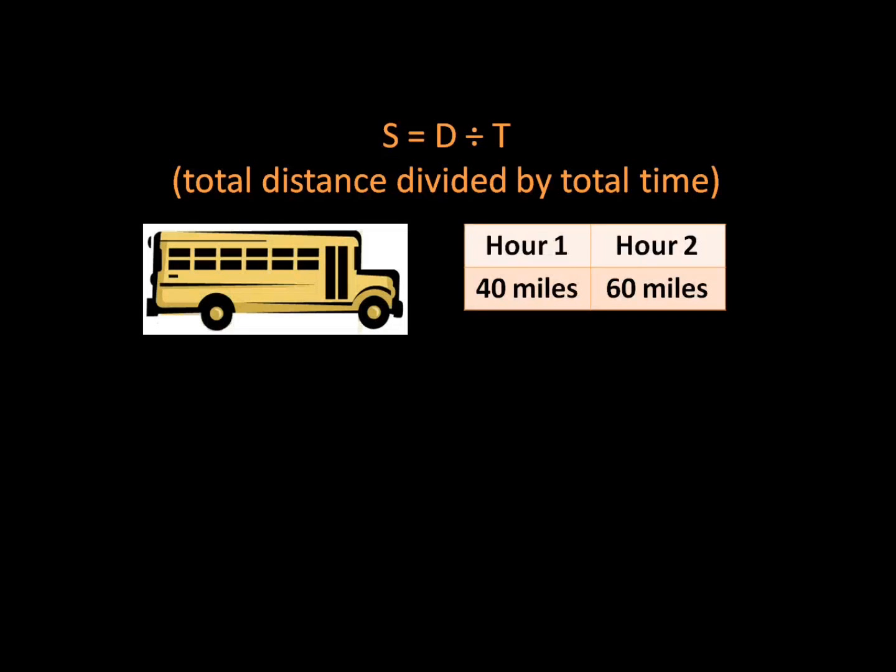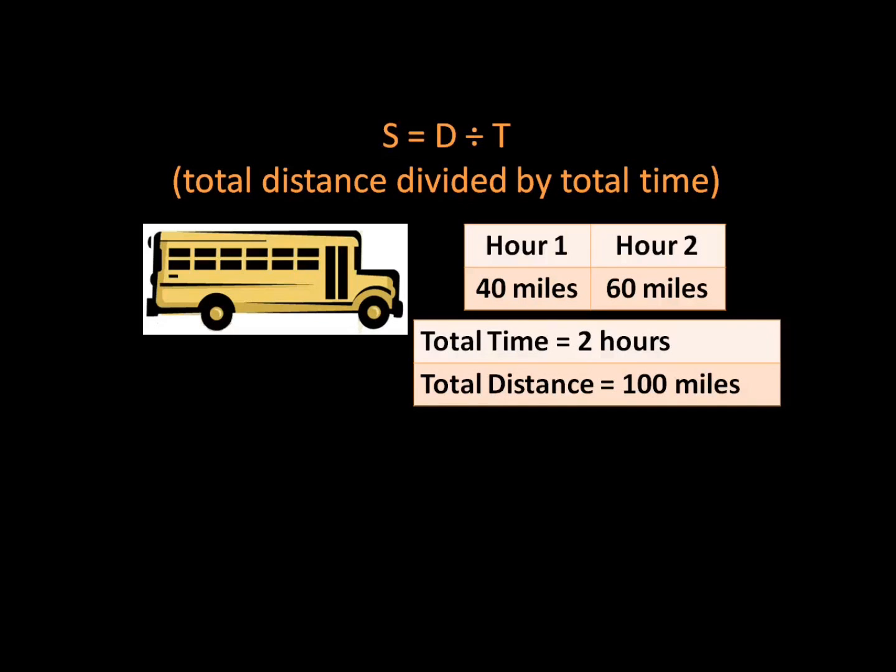Here's an example. A school bus travels 40 miles the first hour and 60 miles the second hour. What is the average speed of the school bus? Let's add it up. 40 miles plus 60 miles equals 100 total miles. That's the distance. The bus traveled for a total of 2 hours. That's the time. Speed equals distance divided by time.